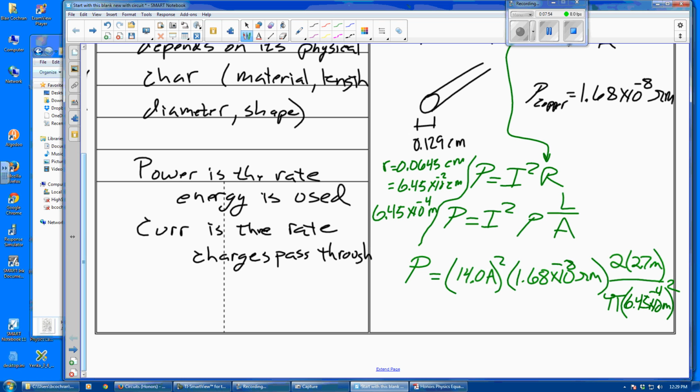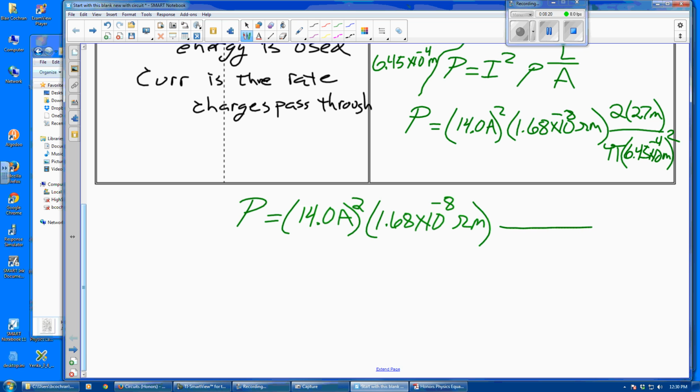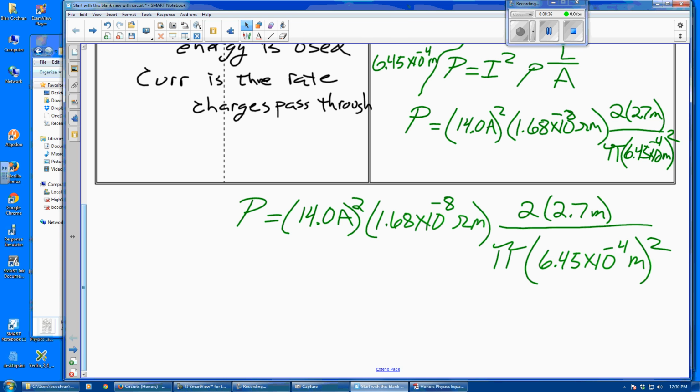Square here. That's a pi. Yeah, I'm going to rewrite this nice and big here. So rewriting this, since I got all jammed up there, it's 14.0 amps squared times 1.68 times 10 to the negative 8 ohm meters, all multiplied by 2 times 2.7 meters over pi times 6.45 times 10 to the minus 4 meters squared. Yeah, that'll do it.